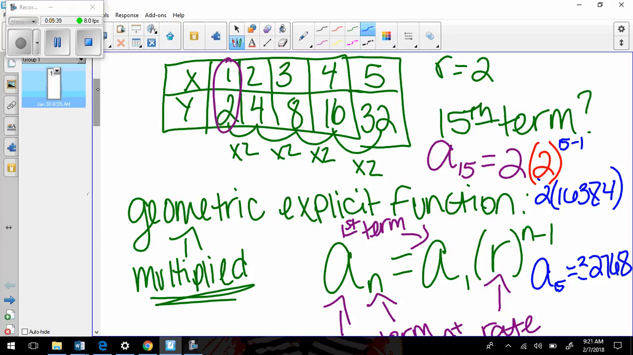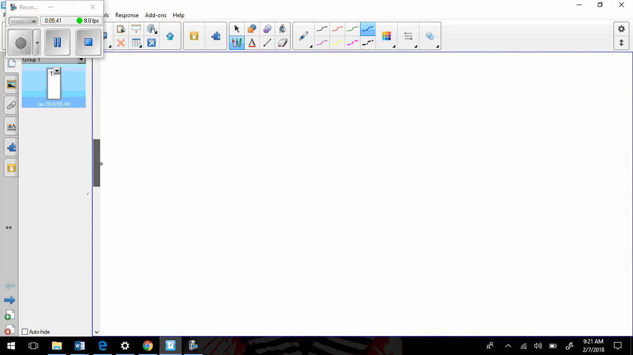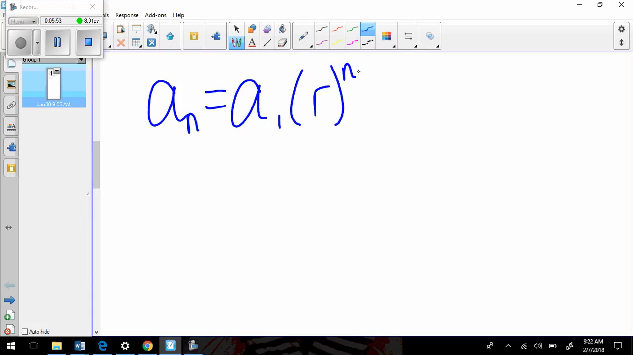Alright, this is a lot of writing up here. I was trying to cram it all in. So let's do a couple more examples just so that we know. So I'm going to rewrite the equation: a sub n equals a sub 1 times r to the n minus 1.